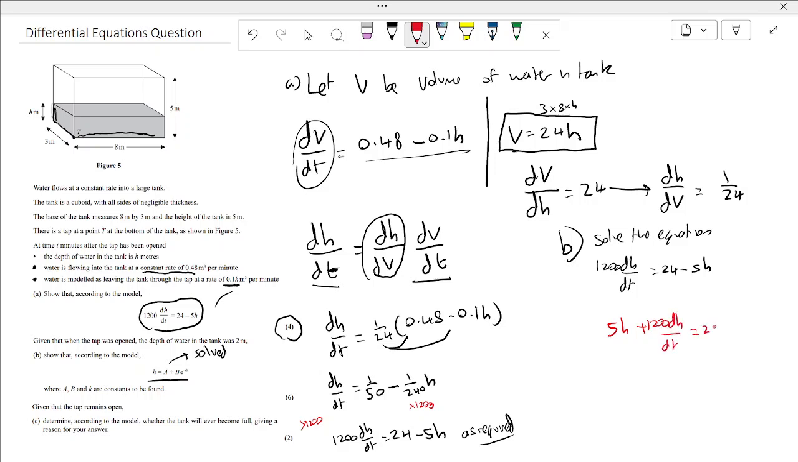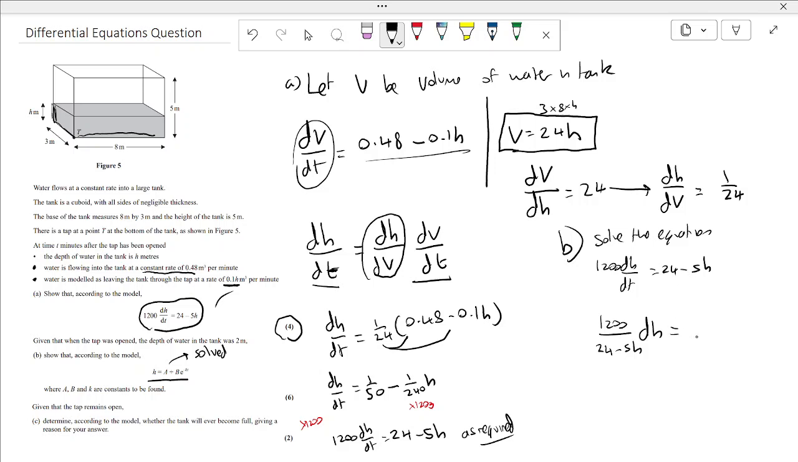Okay. This is not separation of variables. I can't now separate out my dt by multiplying it up. Right, you get a 5h dt plus 1200 dh equals 24 dt. This is not any good. Okay. You need to get your h's onto one side by dividing, like I said last time. I'm going to divide both sides by the whole right hand side, 24 minus 5h, and multiply both sides by dt.